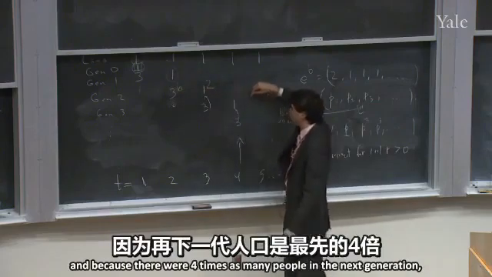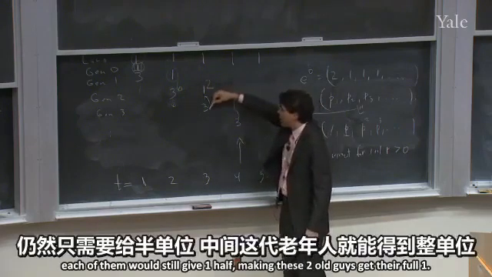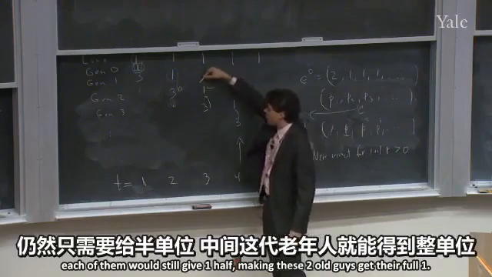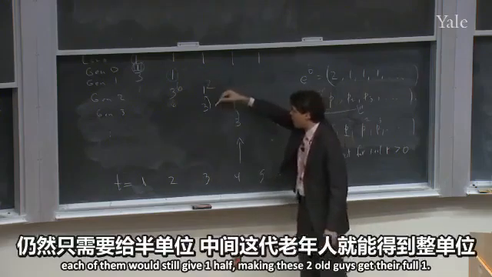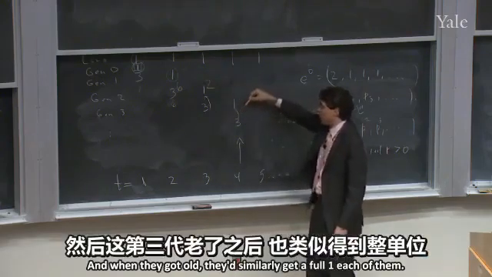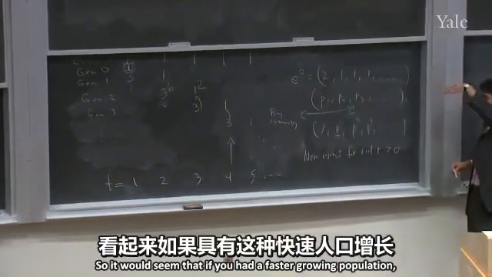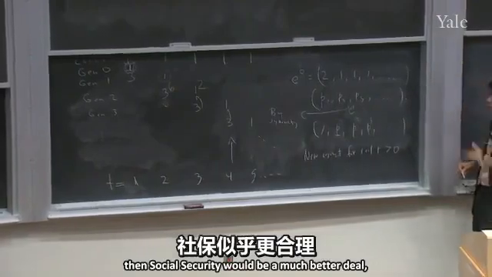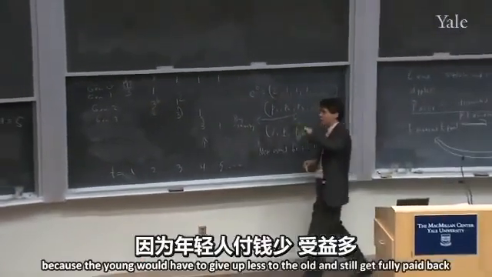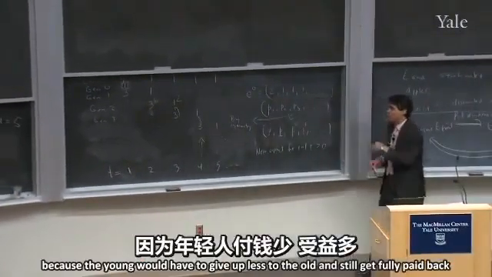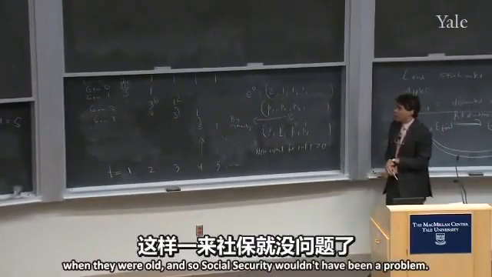And because there were 4 times as many people in the next generation, each of them would still give a half, making these 2 old guys get their full 1, and when they got old, they'd similarly get a full 1 each of them. So it would seem that if you had a faster growing population, then Social Security would be a much better deal, because the young would have to give up less to the old and still get fully paid back when they were old, and so Social Security wouldn't have been a problem.